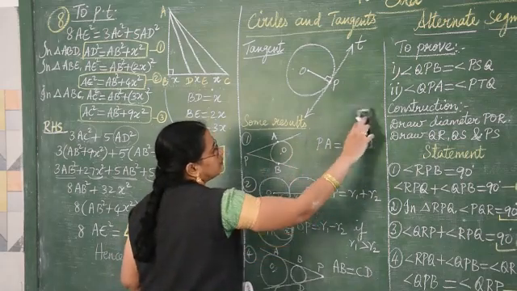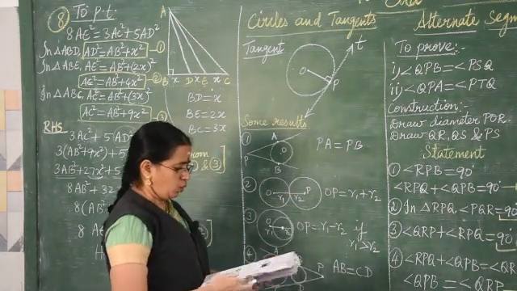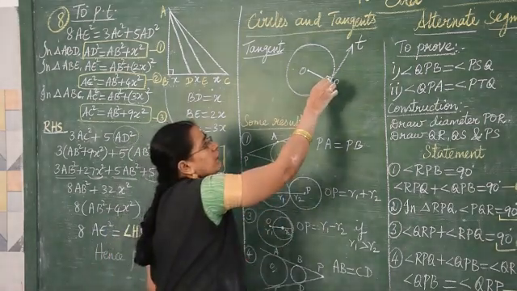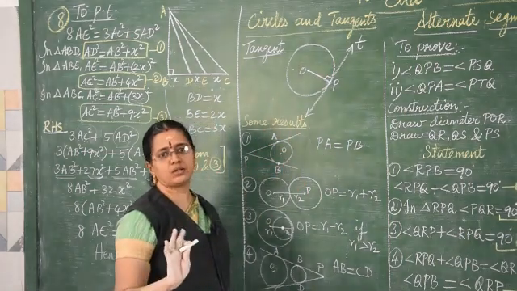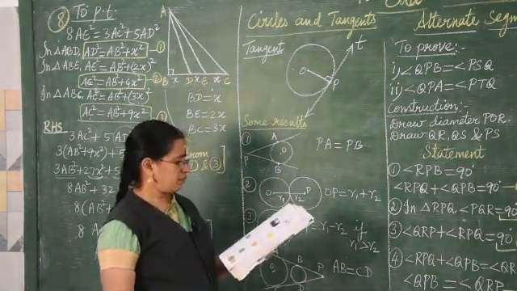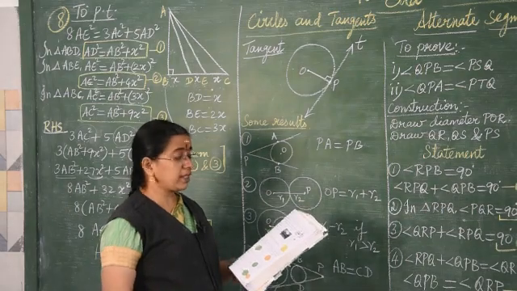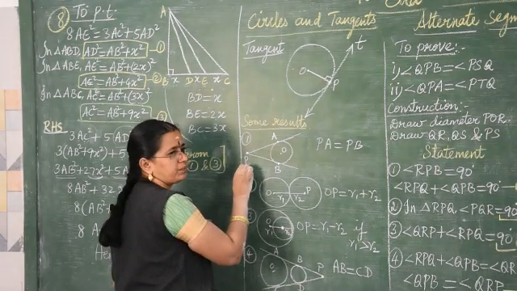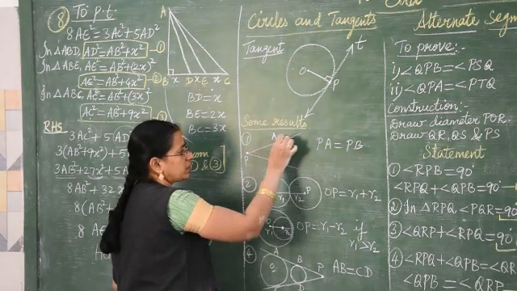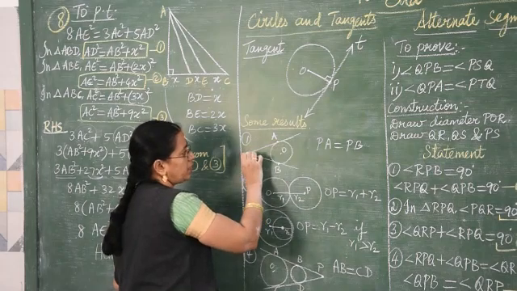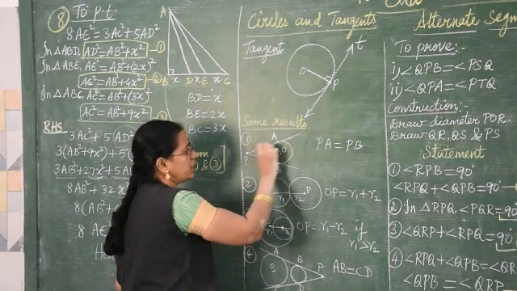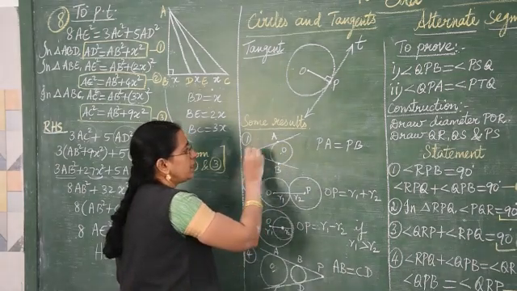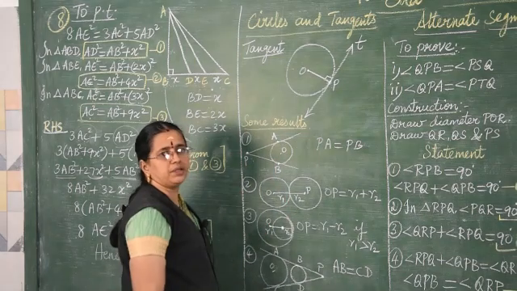Now, only one tangent can be drawn at any point on a circle. Through this point P, only one tangent can be drawn, not more than that. Now, two tangents can be drawn from any exterior point of a circle. Suppose here is the exterior point P and the circle is there. If you draw the tangents, two tangents can be drawn, and their lengths are equal, PA equal to PB.